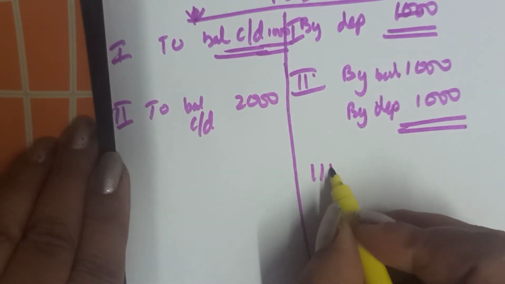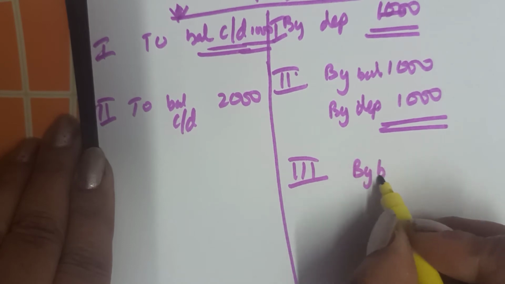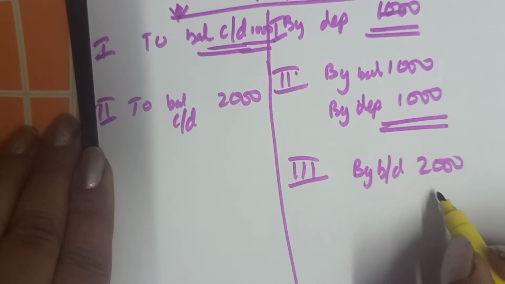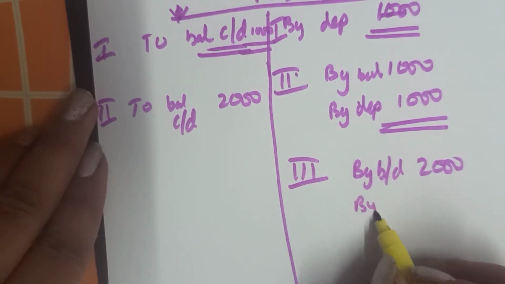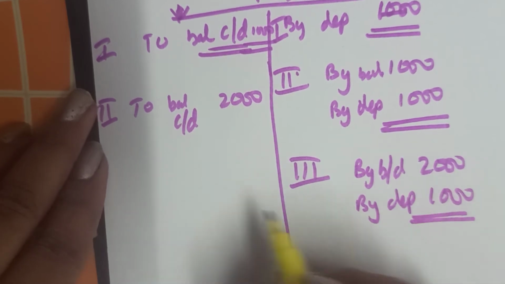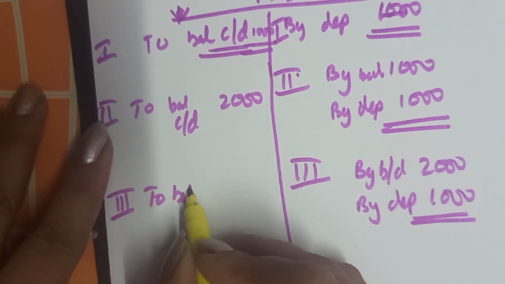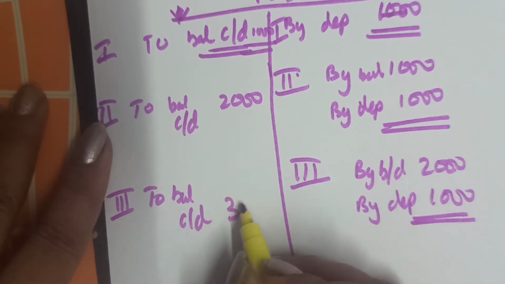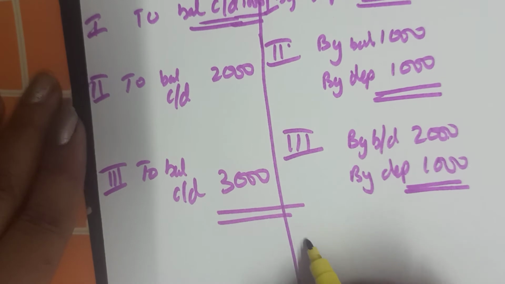We come to the third year. In the third year again we'll write, how much has it become so far? By balance brought down is rupees 2000. 2000 has been accumulated for us. We come to the third year. This year's again we'll charge by depreciation. This year's is 1000. So by the third year, to balance carried down, rupees 2000 plus 1000, 3000 so far. This year also closes. We come to the fourth year.